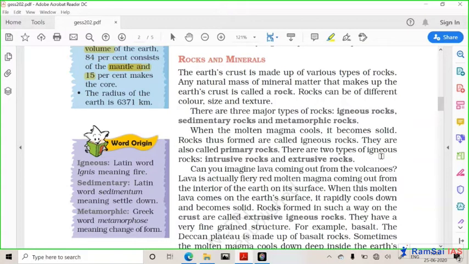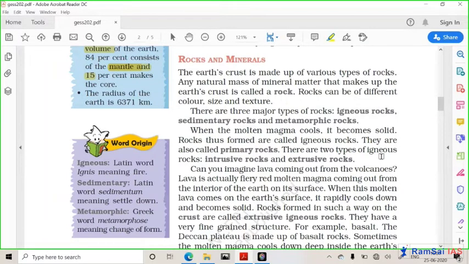But the aggregate of all these minerals, one rock will have iron, it will have aluminium, it will have calcium, it will have uranium. We'll call this a rock. But if you separate them, then we'll call it a separate mineral. So this is the difference between rock and mineral.